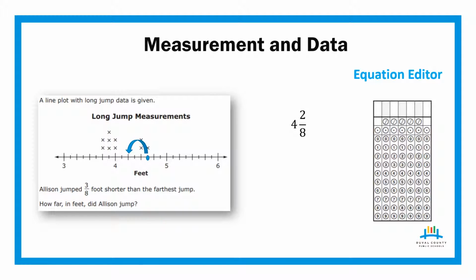Before entering my response in the response grid, I must rename my mixed number as a fraction greater than 1 because mixed numbers cannot be entered into the equation editor tool. So 4 is equal to 32/8, and the sum of 32/8 and 2/8 is 34/8. Don't forget to fill in the response grid and fill in the corresponding bubbles. Notice that this time we also bubbled in a fraction bar.